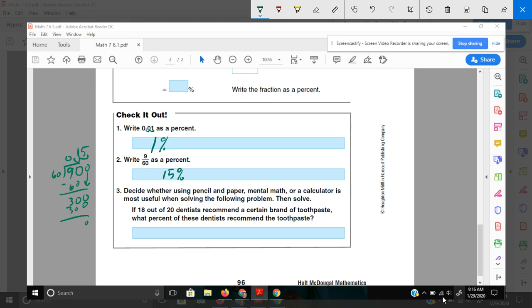The last one, you need to decide if you're going to use paper and pencil, mental math, or calculator. It says 18 out of 20 dentists recommend using a certain brand of toothpaste. Well, it's going to be pretty easy here. I'd say either paper and pencil or mental math here, because you can easily get your denominator to 100 by multiplying by 5. So then if you multiply the top by 5, 18 times 5 will give you 90. 90 over 100 would be 90%.